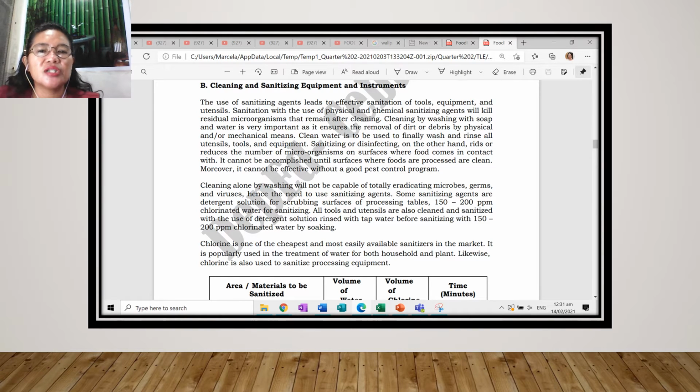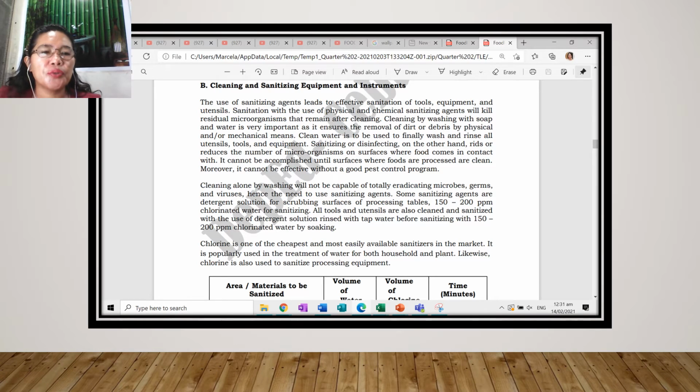Some sanitizing agents are detergents, solutions for scrubbing surfaces of process tables, and 150 to 200 ppm chlorine water for sanitizing. So all tools and utensils are cleaned with the detergent solution, then rinsed with tap water before sanitizing with 150 to 200 ppm chlorine water by soaking.